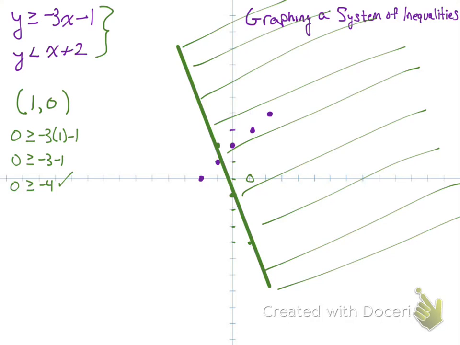I have to decide now if I want to do solid or dashed. This time I'm going to draw a dashed line because my inequality is a strict inequality, strictly less than. So I'm going to draw a dashed boundary line through those points.